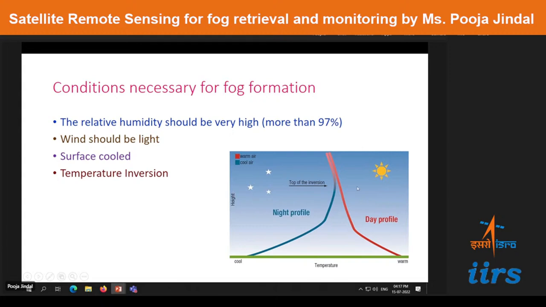And the fog always forms below the top of the inversion, right? This fog top will be at the top of the inversion. So usually the fog thickness would be from the surface to the top of the inversion.